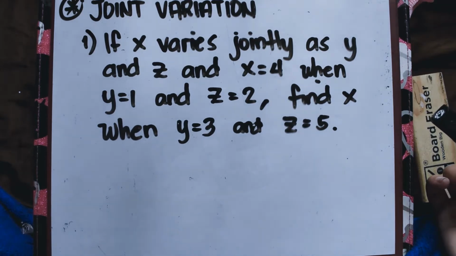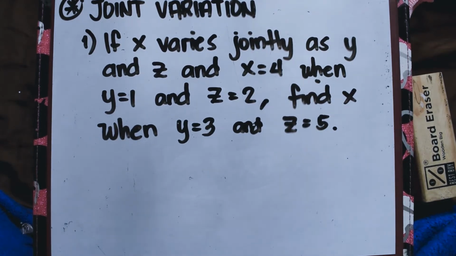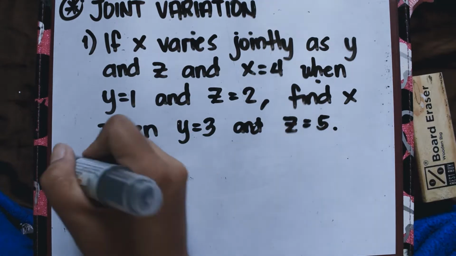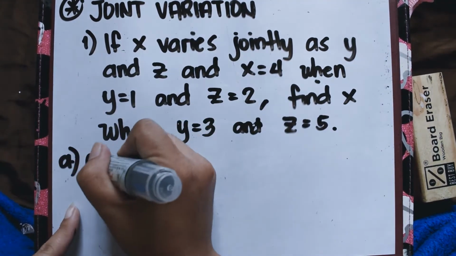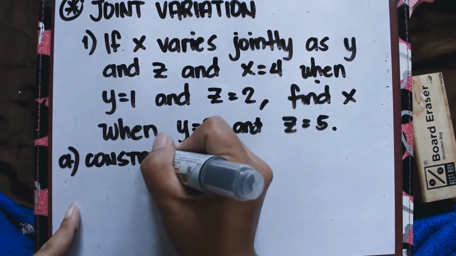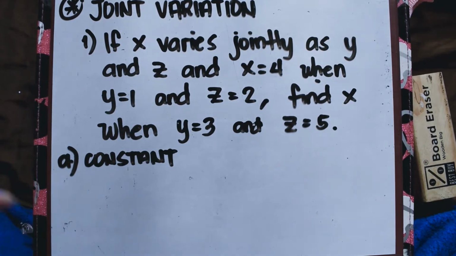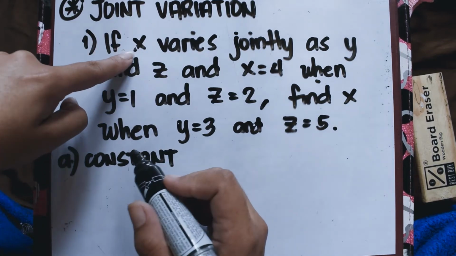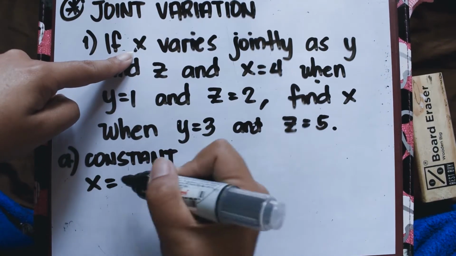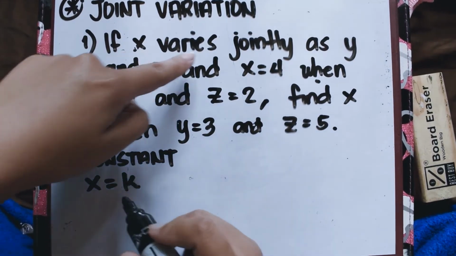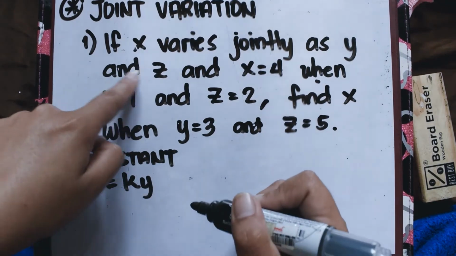Parang sa direct din po yung way of solving niya. Una nating hahanapin is yung ating constant. So letter A, let's find the constant. Paano natin hinahanap yung constant? Of course, kailangan i-translate muna natin yung ating given. Sabi dyan, x, i-translate natin. X varies jointly as y and z daw.